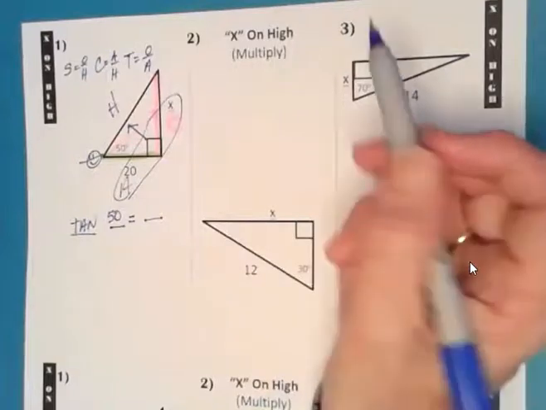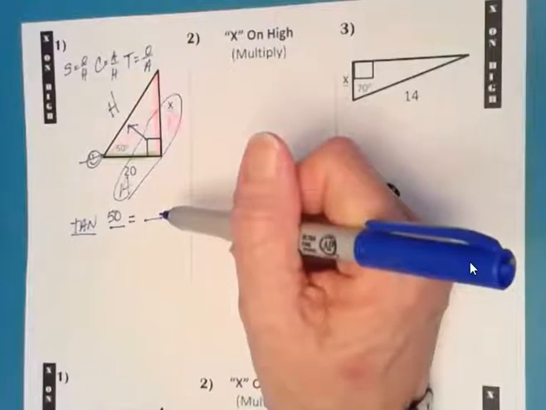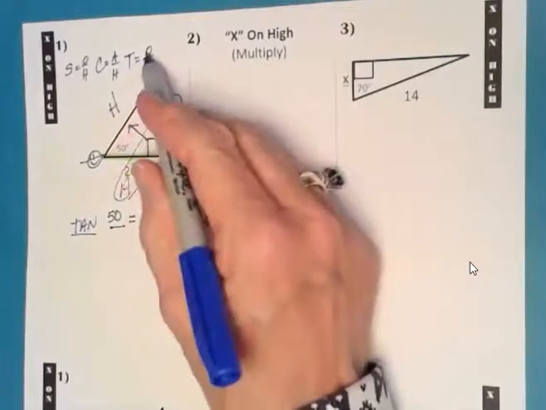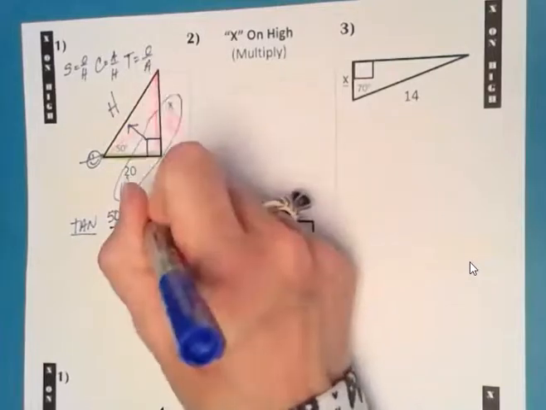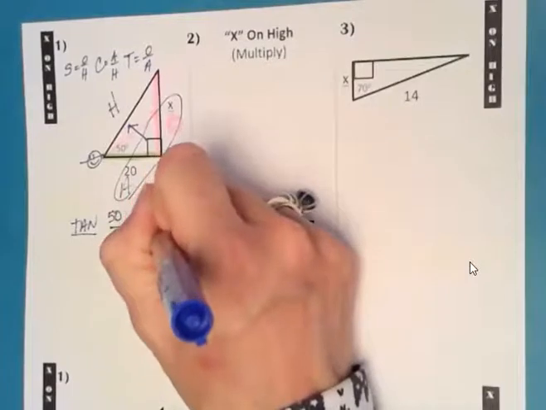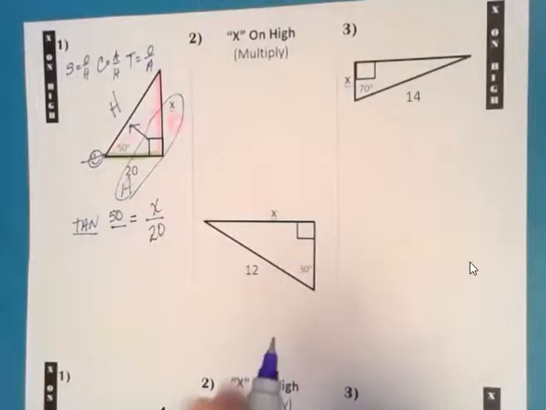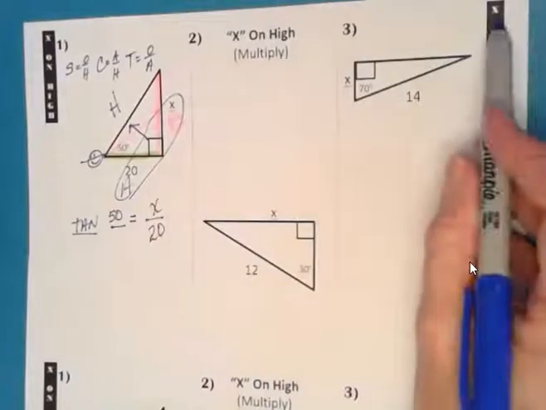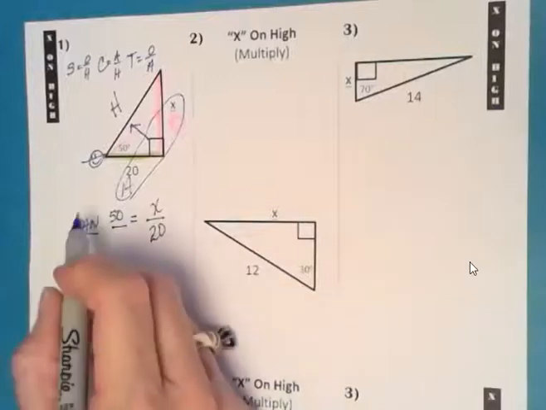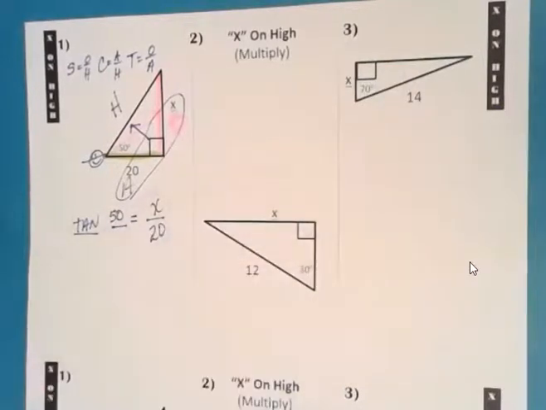The neat thing about these videos is you can stop and pause to slow down anytime you need to. If we're going to set up tangent, I have to put the length of my opposite, which is x, here on top. Now I have to put the length of my adjacent here. You've successfully set the equation, and now what you have to remember from the song is when x is on high, we multiply. And I've shown you a chart that shows you that tan 50 is a stored value.